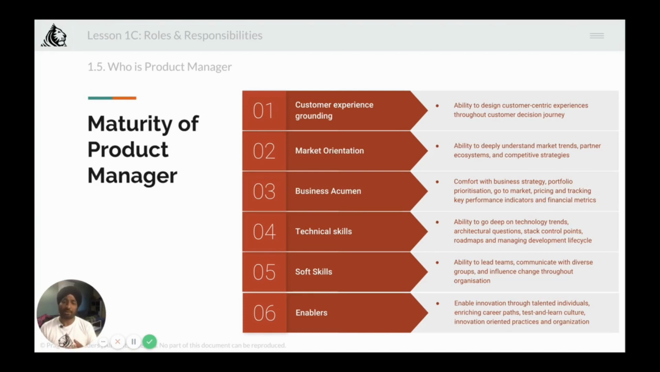And typically, a product manager is an enabler. And as you go from customer experience grounding, level 1, all the way to level 6, that shows the maturity of a product manager. If he has all of this, he'll be a fantastic product manager.